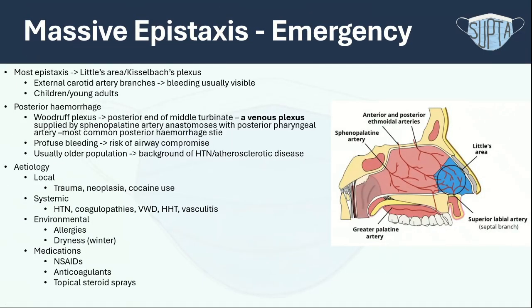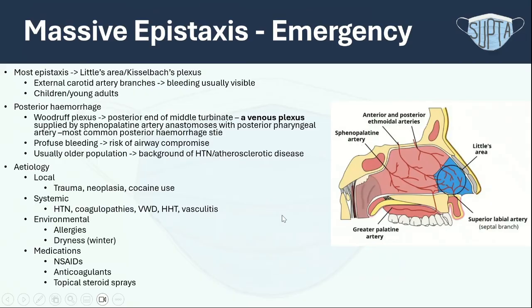So now talking a bit more about the nose emergencies. Massive epistaxis is a big one. Most epistaxis involves Little's area, or the Kiesselbach plexus, which I mentioned earlier, where essentially branches of the external carotid artery meet, and the bleeding is usually visible. This is typically more in children and young adults.